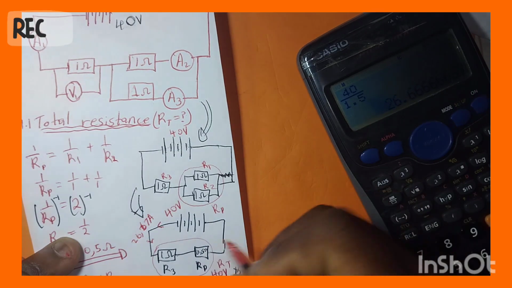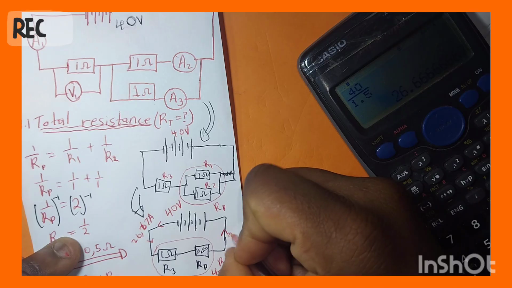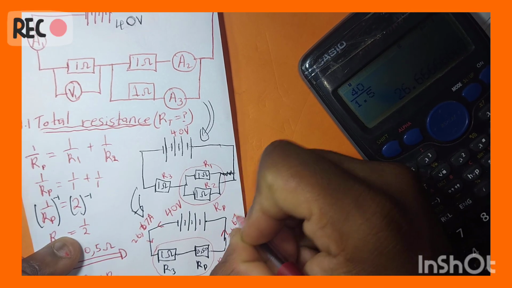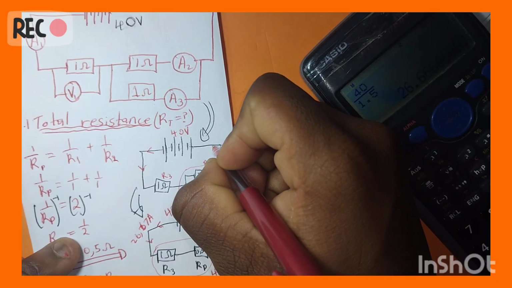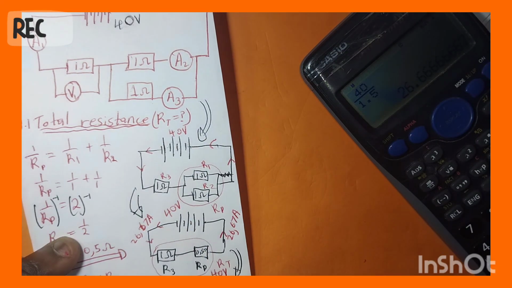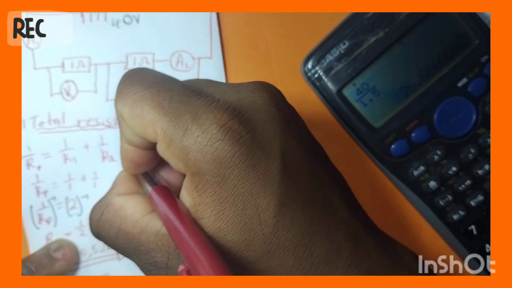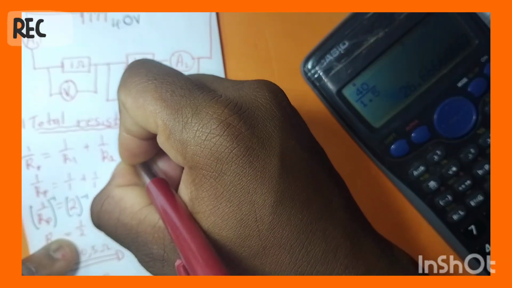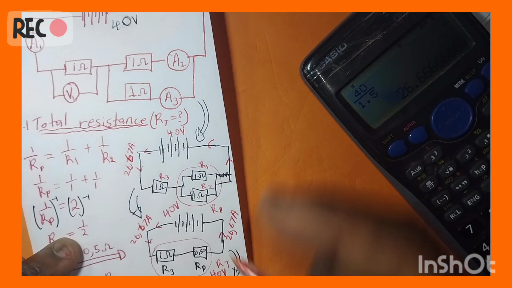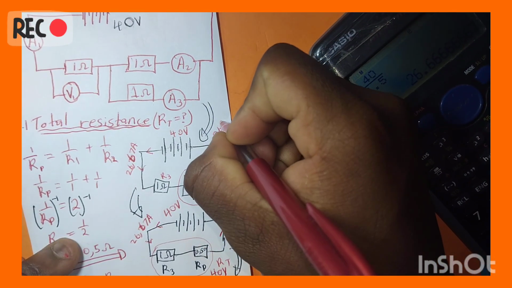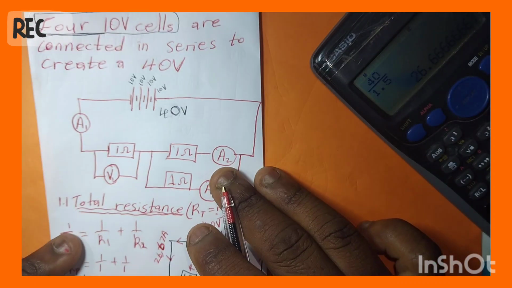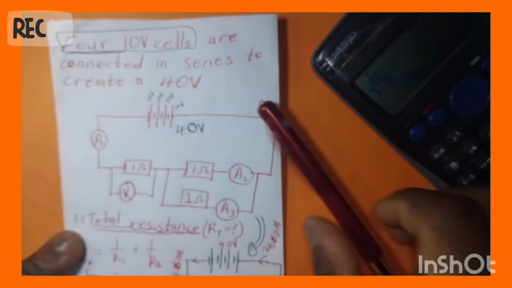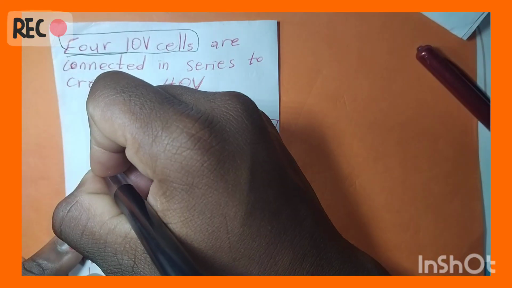The current delivered here is 26,67 amperes. So now that you know the current that is delivered by the battery, this is the current that is delivered by the battery.